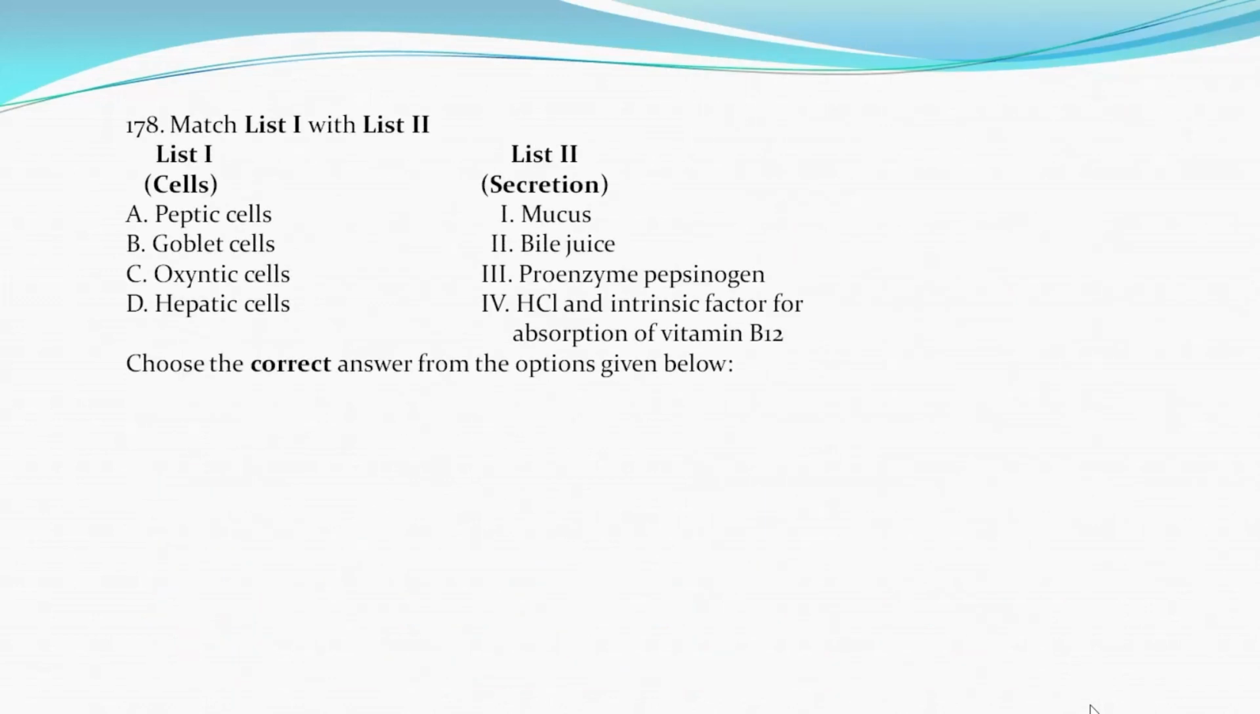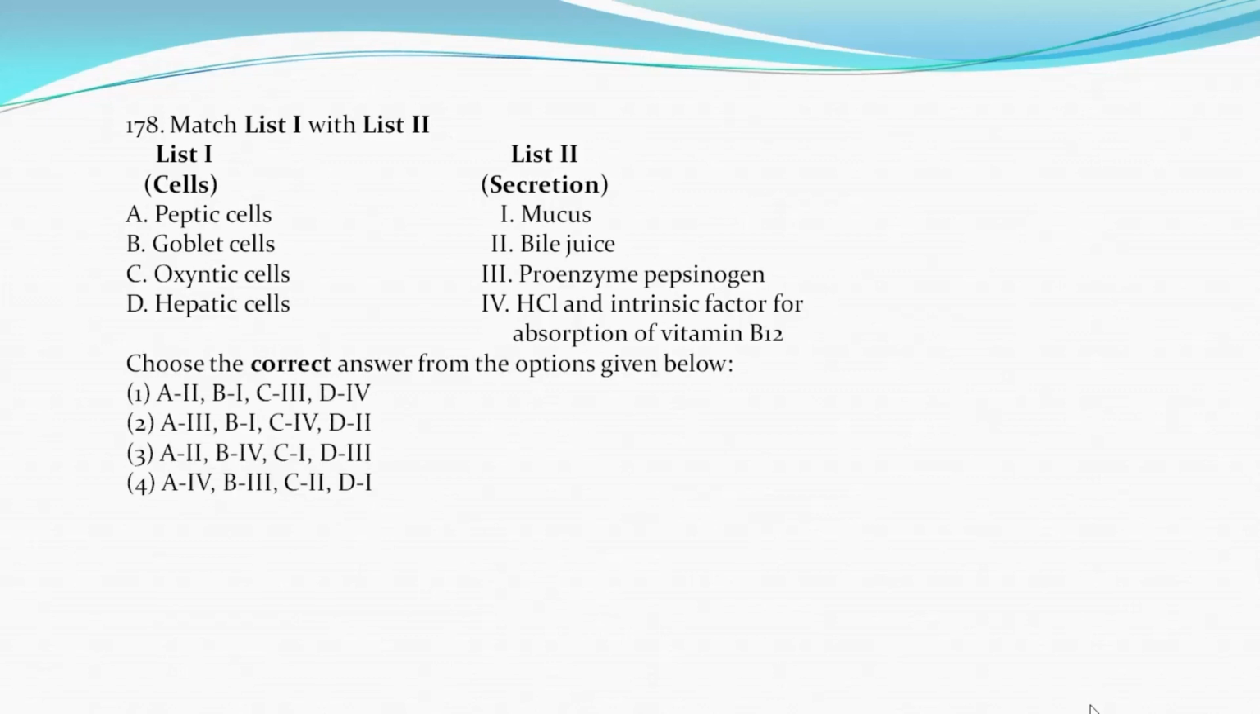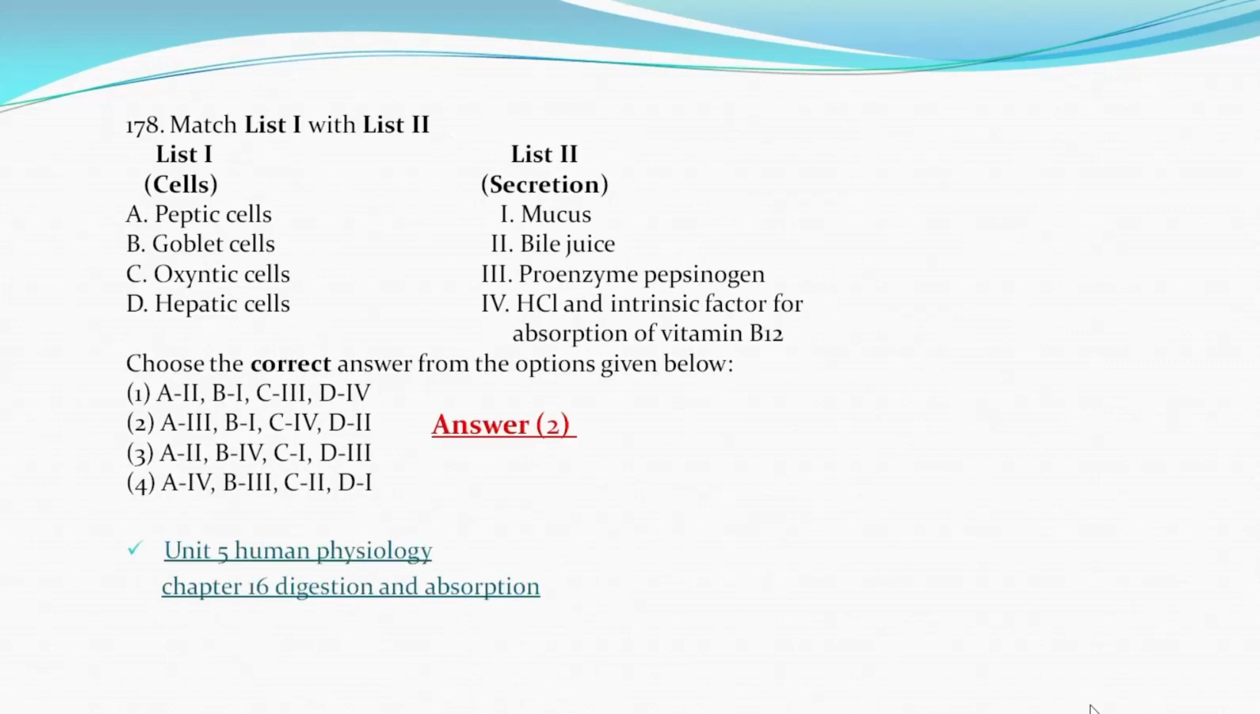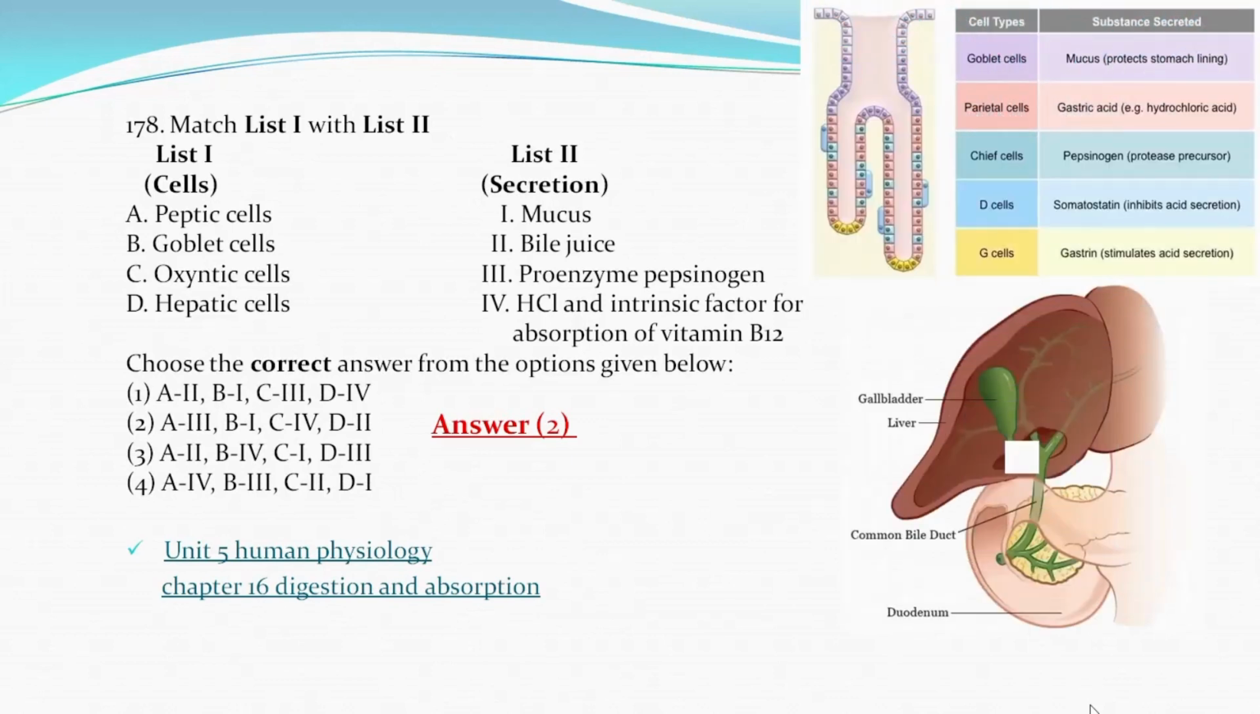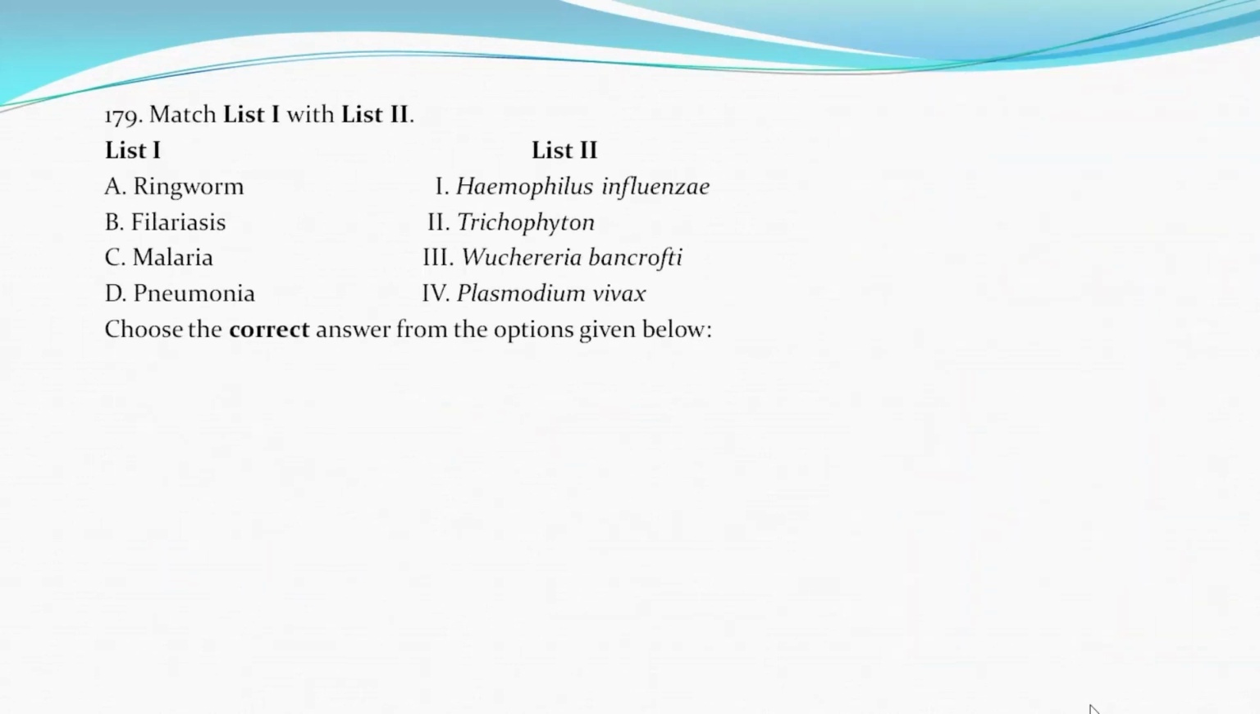The next question is, match List 1 with List 2. List 1, cells: peptic cells, goblet cells, oxyntic cells, hepatic cells. List 2, secretion: mucus, bile juice, proenzyme pepsinogen, HCl and an intrinsic factor for absorption of vitamin B12. Choose the correct answer from the options given below. So the answer is option 2. This question is taken from Unit 5, Human Physiology, Chapter 16, Digestion and Absorption.